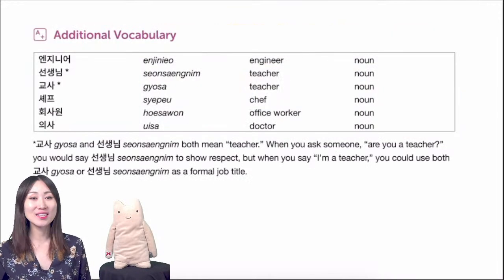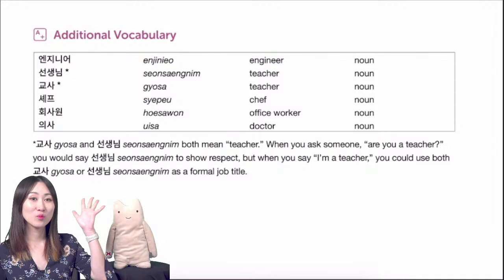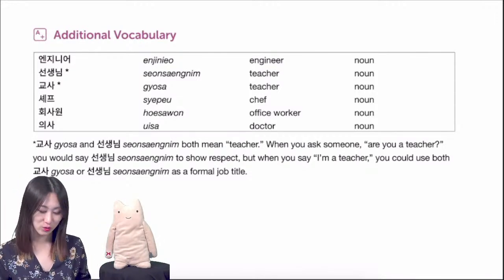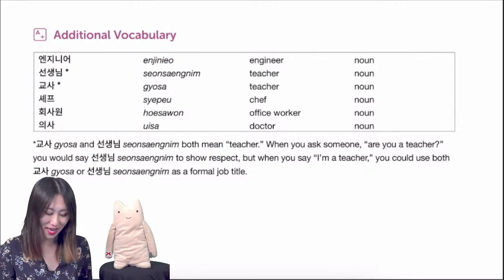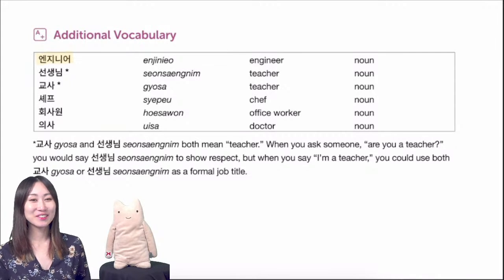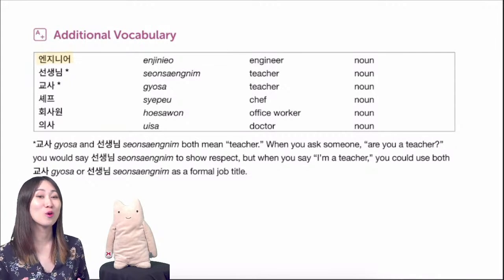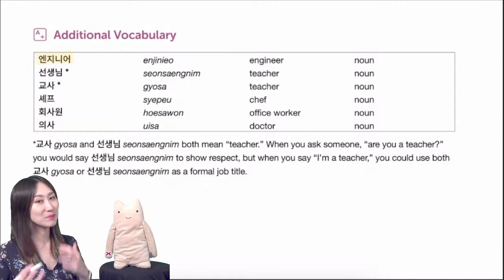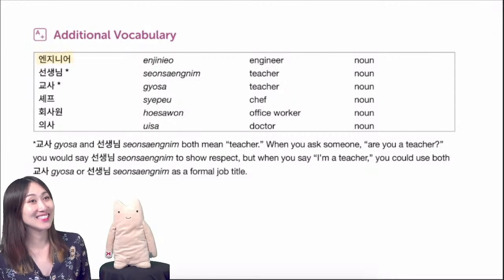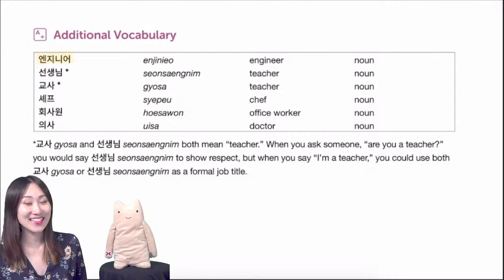Okay, so John, these are some words for jobs, professions. So we have this engineer. You can guess because it's from the English word. It's an English loan word. Engineer is engineer, and in Korean pronunciation that is engineer.